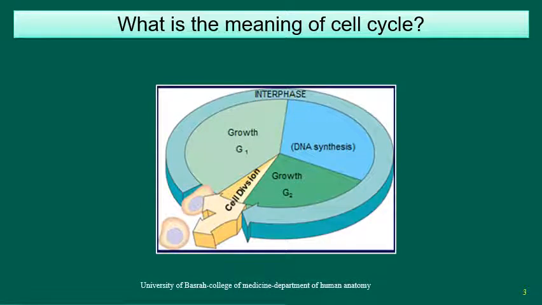What's the meaning of cell cycle? It is a series of events that describes the sequence of activities as a cell prepares for division and then divides. It occurs in all tissues with cell turnover.